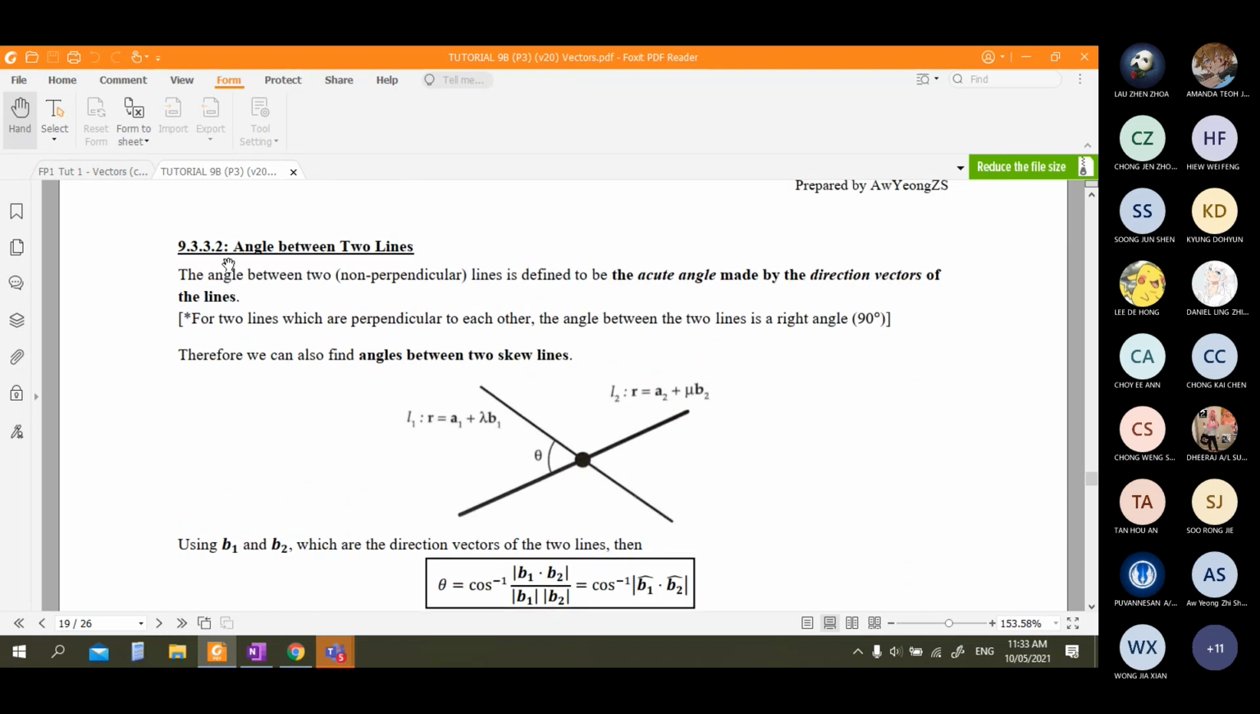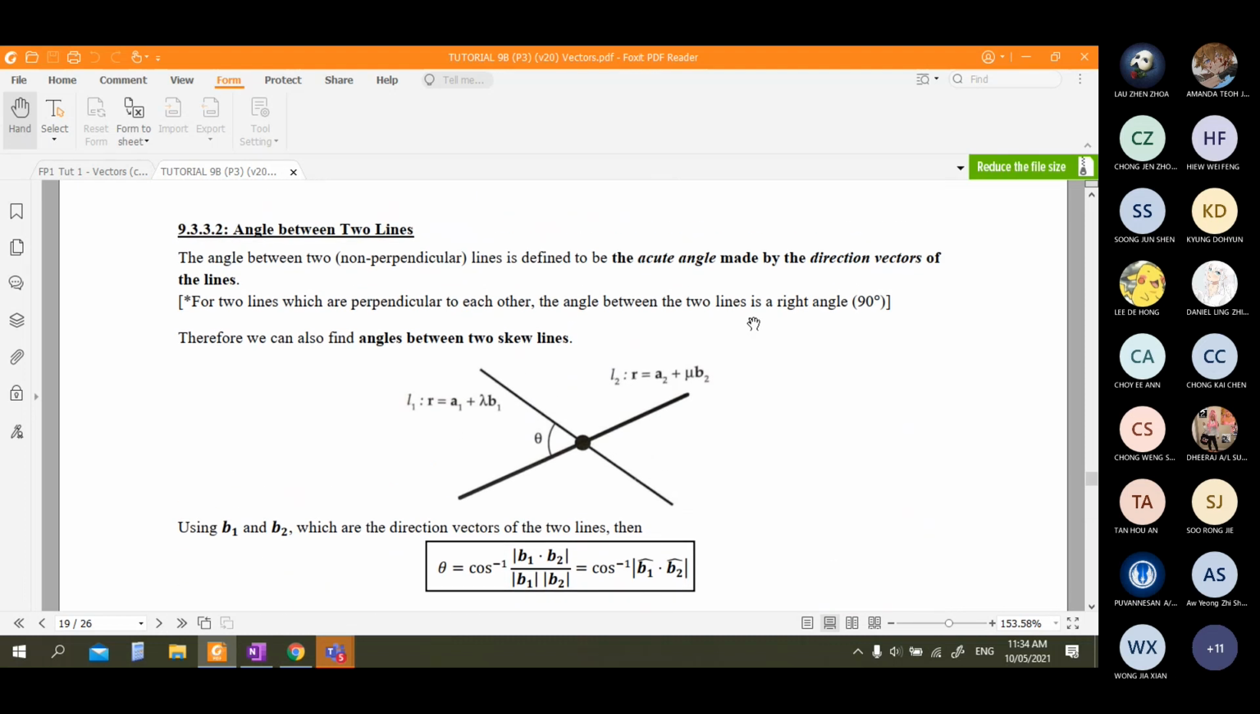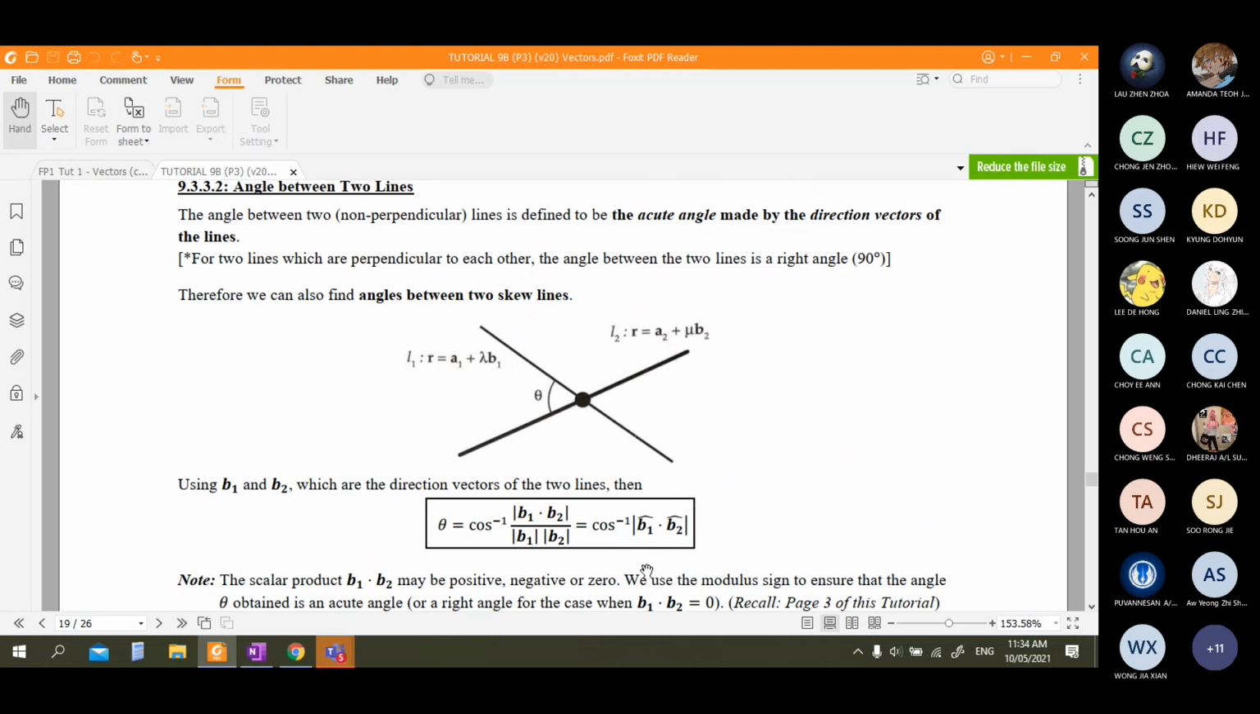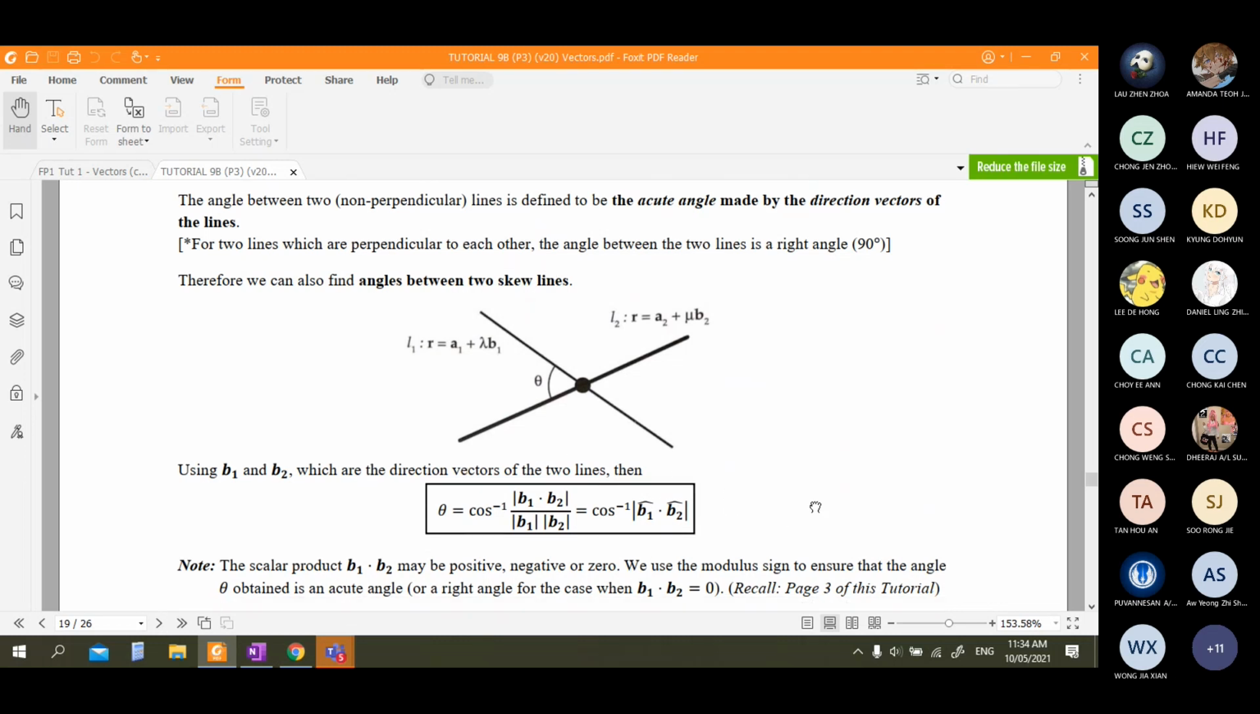In the first paragraph, the last sentence says that for two lines which are perpendicular to each other, the angle between the two lines is a right angle. We only need to do much more computation when the angle is not 90 degrees. If the angle is 90 degrees, the dot product is 0, then you can straight away say that the angle between the lines is a right angle. It's only when the angle is not a right angle that we have more computation to do.